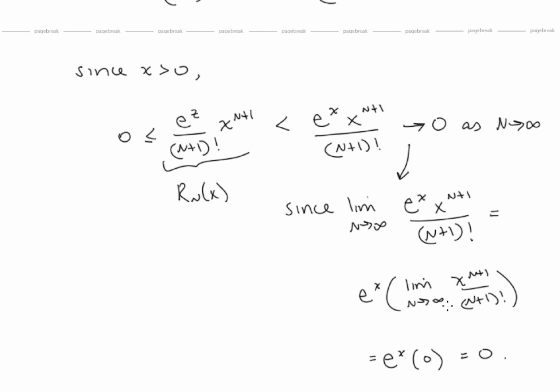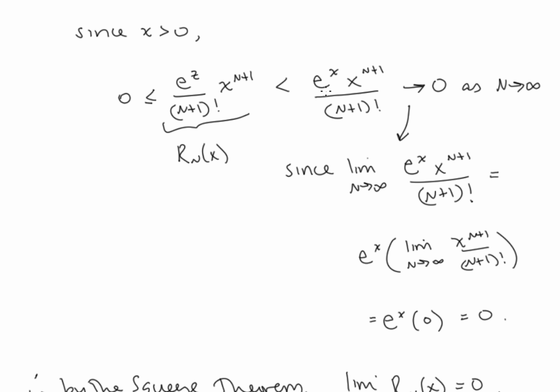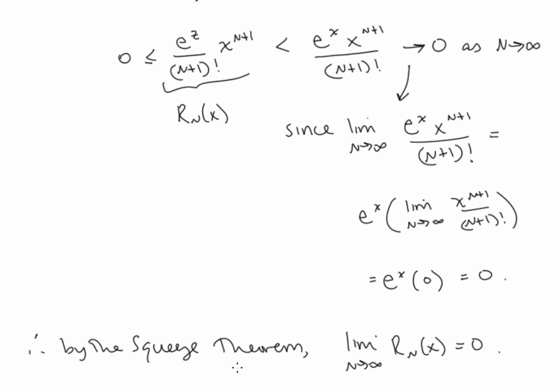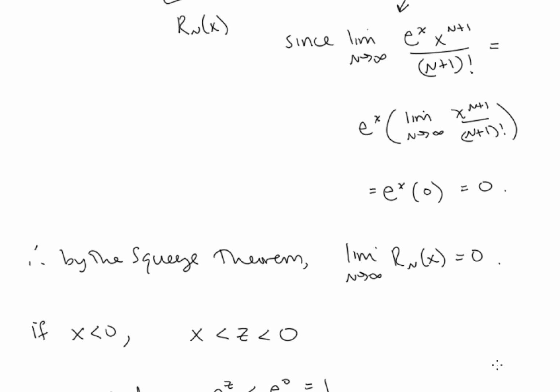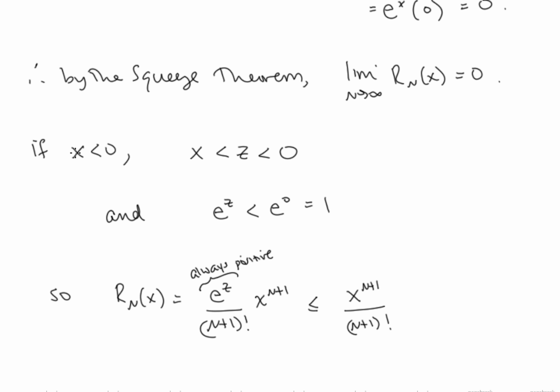As n goes to infinity, x to the n plus 1 over n plus 1 factorial is going to go to 0. So this side goes to 0, and this is greater than or equal to 0. So by the squeeze theorem, we have the limit as n goes to infinity of R n of x must equal 0. So now we know that for positive x values, the Taylor series converges to e to the x. Let's continue on to see when x is negative.